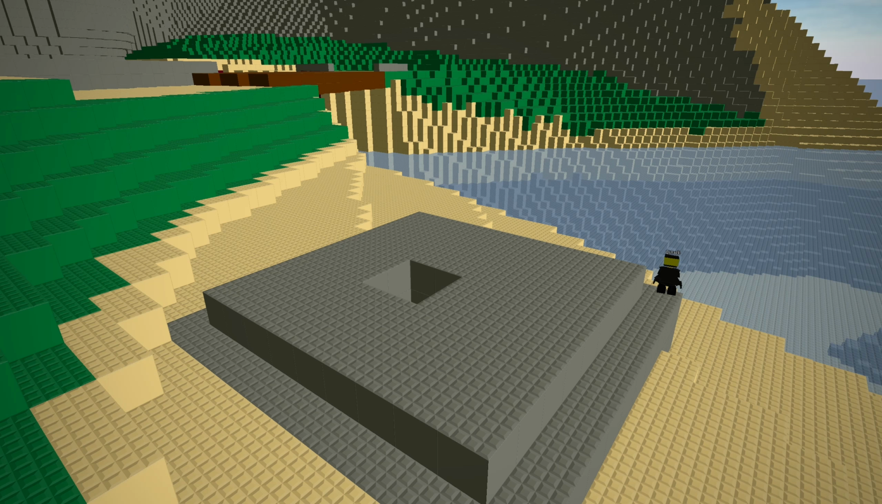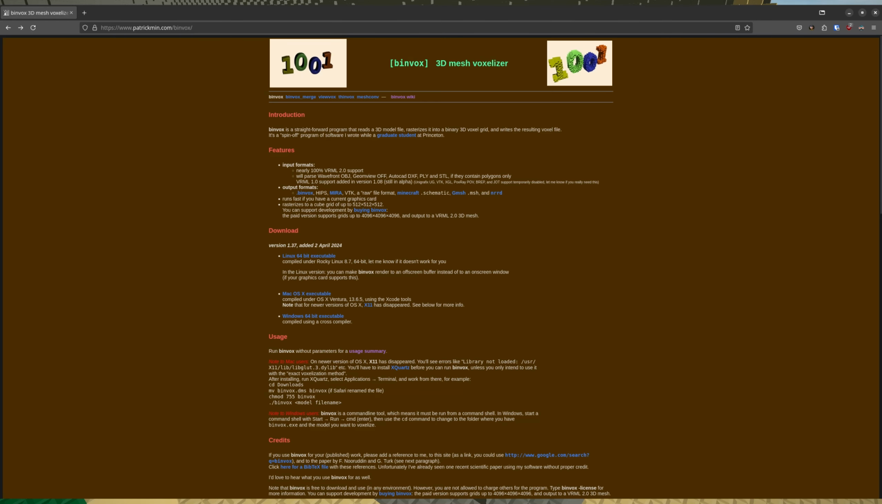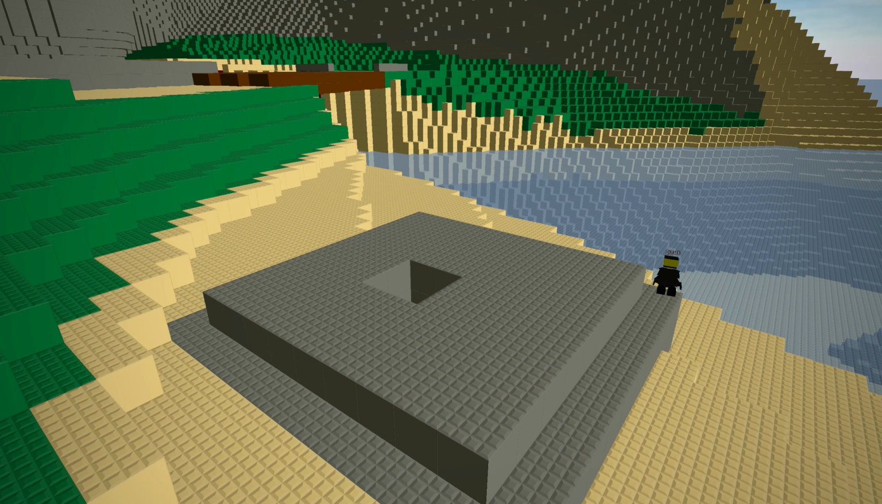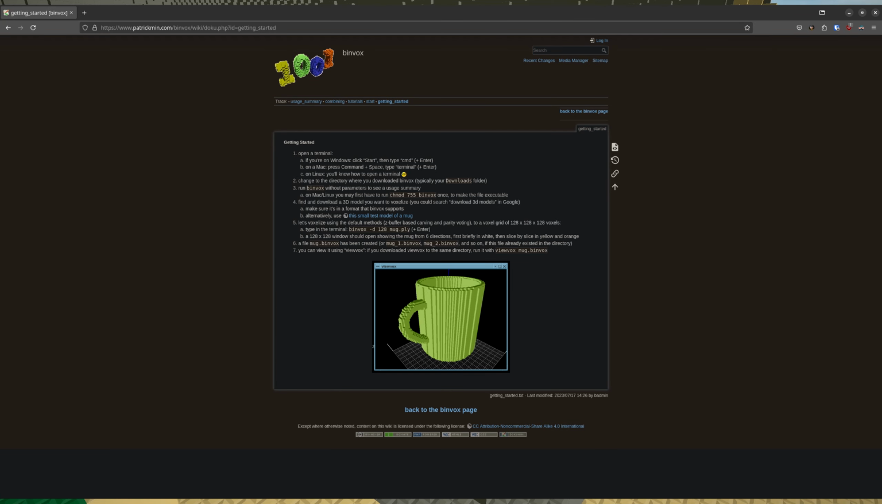What even inspired this project to happen in the first place was the discovery of a 3D mesh voxelizer tool called BinVox. From the website, BinVox is a program that reads a 3D model file, rasterizes it into a binary 3D voxel grid, and writes the resulting voxel file. This tool essentially looks at a model, finding whether each point of it is filled with something based on our desired resolution, and collects these points, calling them voxels.